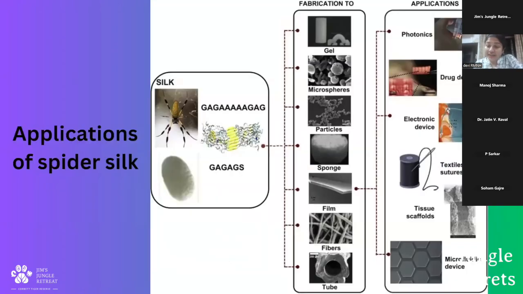Coming to the applications, now where is it being applied? Can you imagine some place where spider silk is necessary? One of the most important applications: this is the golden silk spider, which is mostly being harvested as it is known to have the strongest silk amongst all other spiders.